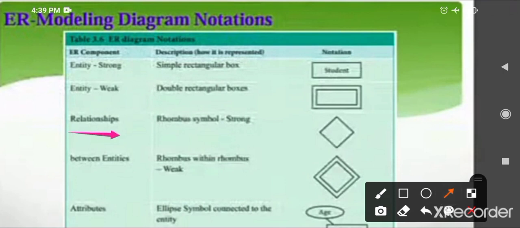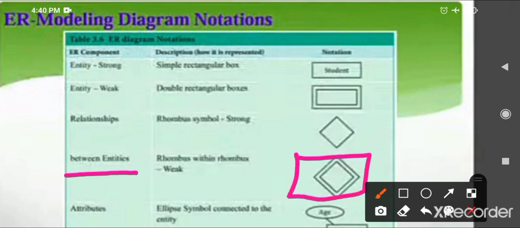The third one is relationships. The rhombus symbol is used to represent the relationship between entities, both a strong entity and a weak entity. This is the symbol of a relationship. The fourth one is the relationship between entities, where we draw a double rhombus symbol. This is the representation of the relationship between a strong entity and a weak entity.